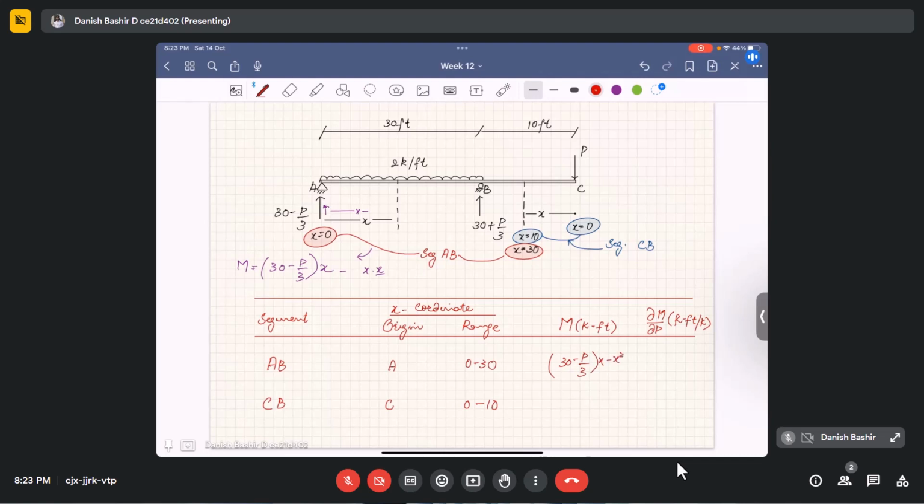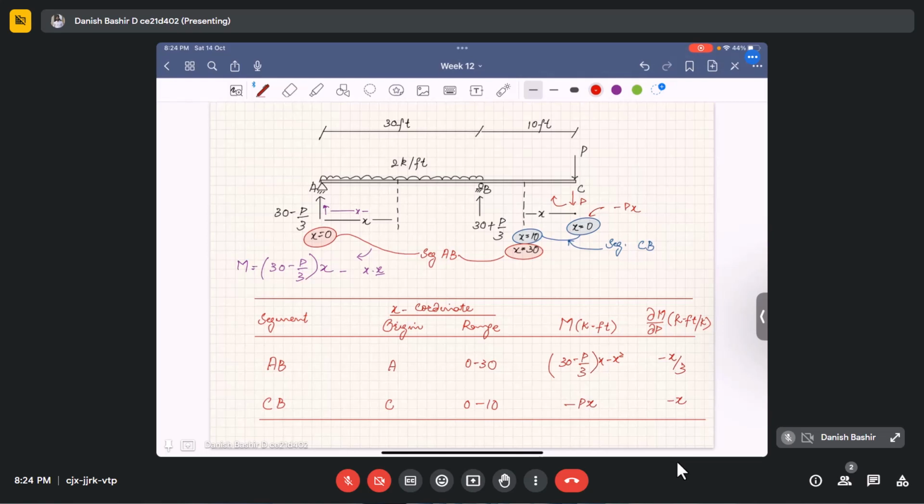If you take the partial derivative of this with respect to p, what you will get? It will be equal to minus x by 3. Look carefully. And for this region, the moment will be, p is acting like this, and this moment will be clockwise. It will be minus px. So we will write minus px here, okay. So our partial derivative will be minus x. Very easy. So we will look at these terms in our deflection computation formula, okay.